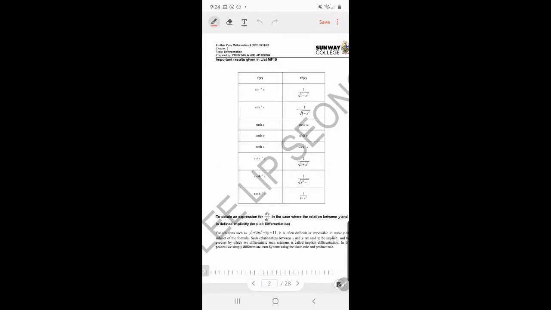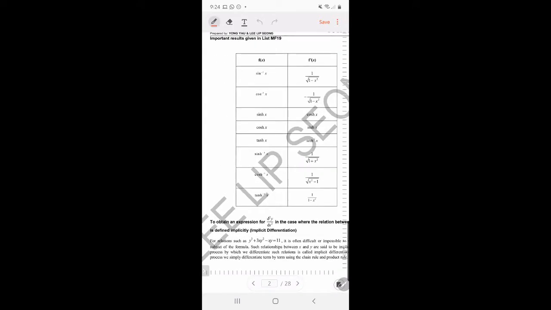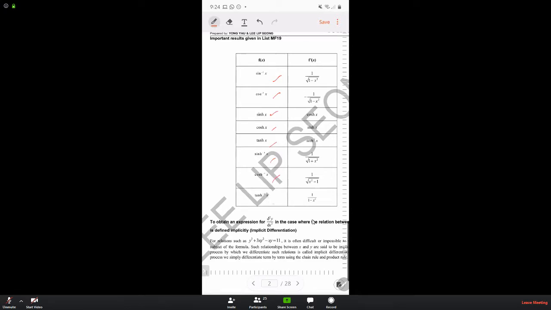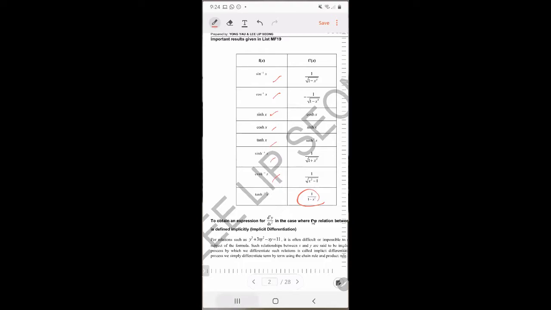So one more, yeah, the tangent inverse. So the previous 1, 2, 3, 4, 5, 6, 7. We talked about this 7 just now. So we continue with the tangent inverse x. So tangent inverse x is 1 over x squared. Now this one would be the last one ready.